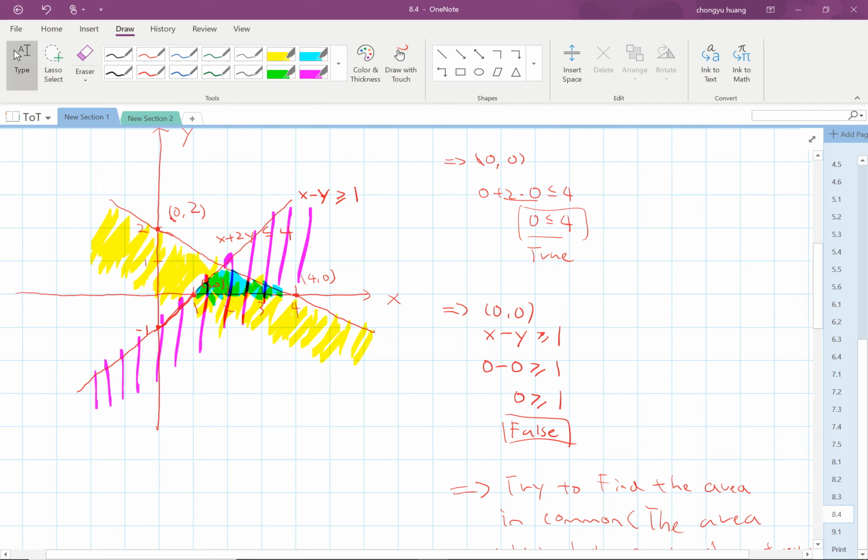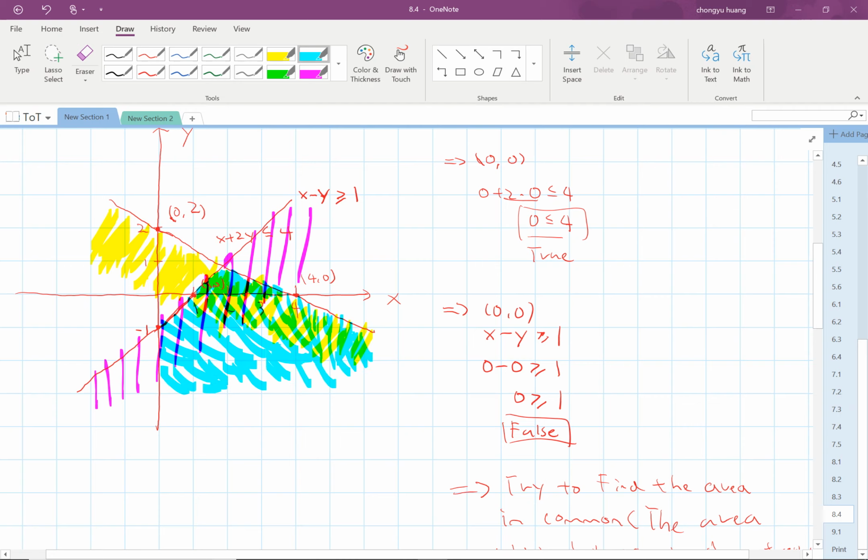And also the area, as you can see, the area over here, they actually share in common. The area down below, because we don't have any restriction over here. We're just having two equations, so the area will be something like this. This will be the final solution of this. I was using this blue pen to indicate the area of it.